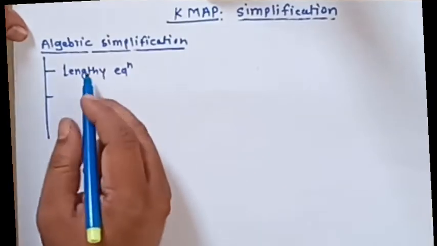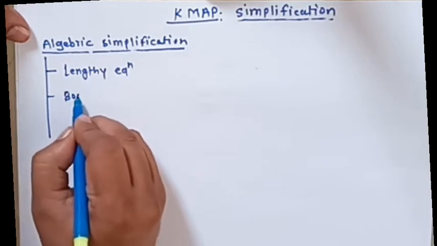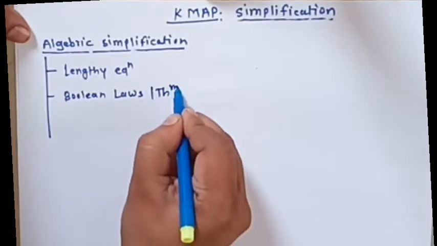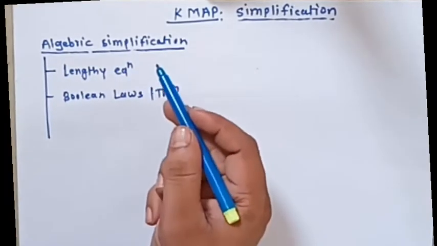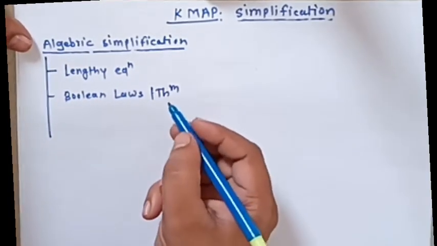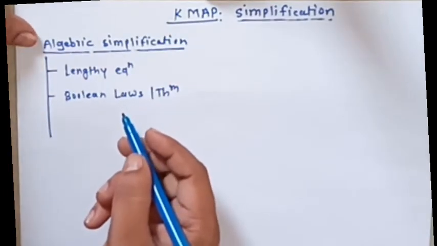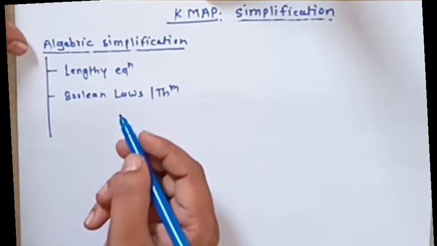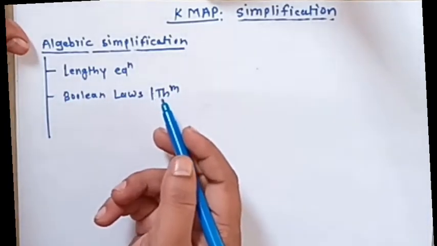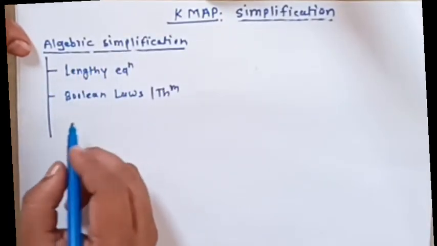After that, we have to use Boolean laws and theorems. Whenever simplification is to be performed, we use Boolean laws like a dot a equals a, a dot a bar equals 0, and theorems like De Morgan's theorem. We have two De Morgan's theorems. Such laws and theorems have to be used for this simplification method.